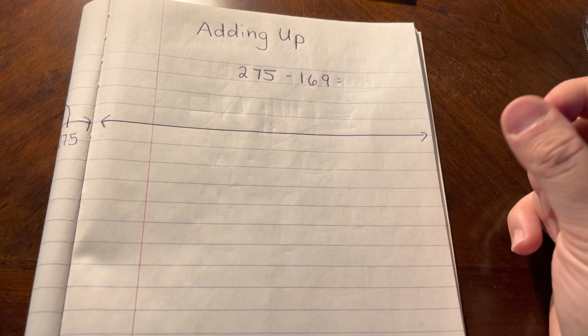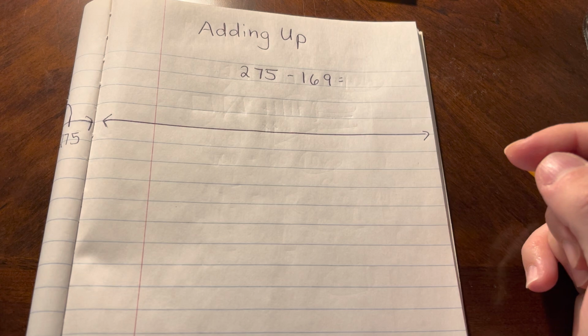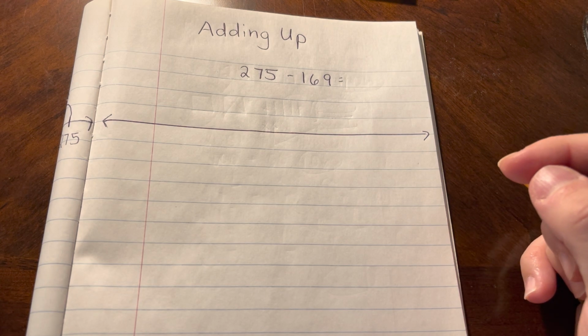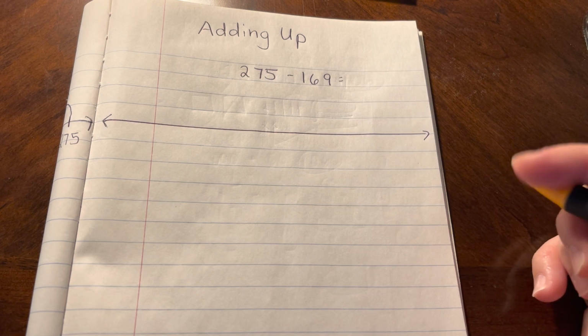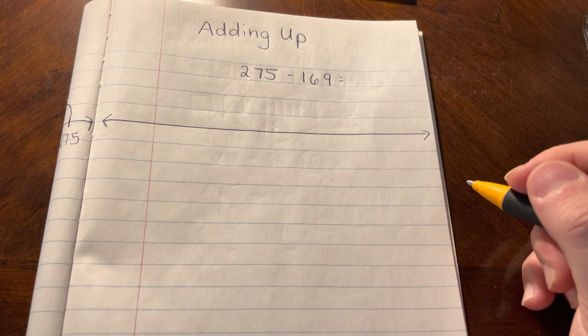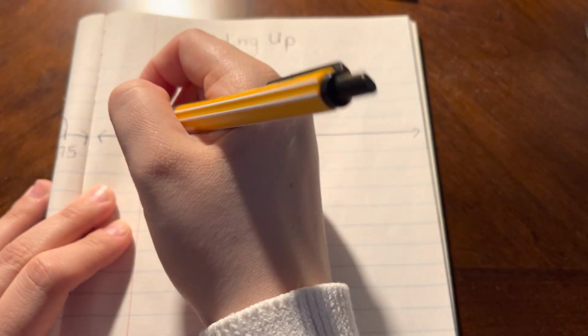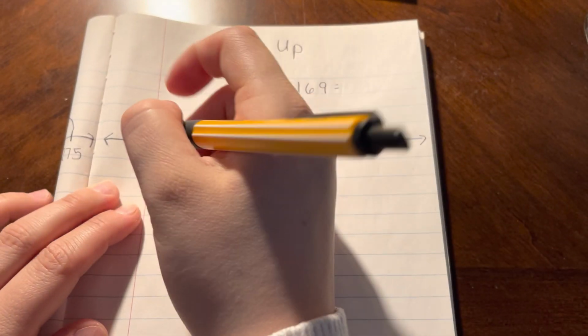So the last strategy that we're going to review today is the adding up strategy for subtraction. This is where we're actually using addition to solve a subtraction problem. Because we're going to be adding up, we're going to be starting with the smaller number, which is 169, and we're going to try to add up to 275. And the number in the jumps will be our difference.